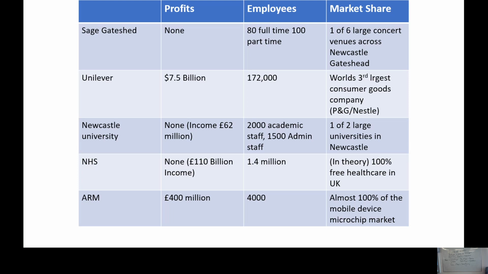ARM, big chip manufacturer, 400 million profits, 4,000 employees, mostly in the UK, and nearly every mobile phone company in the world, up until quite recently, they developed microchips for. So it was one of the crown jewels of UK production, which is potentially going to get sold to an American company.